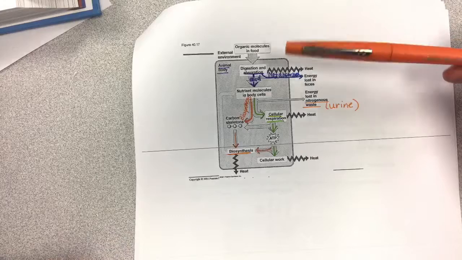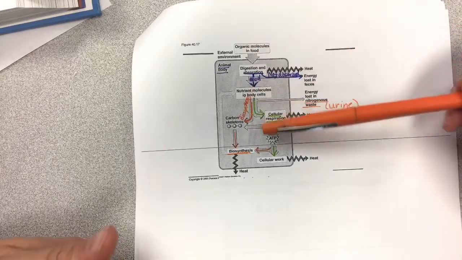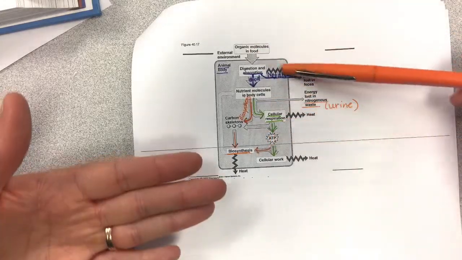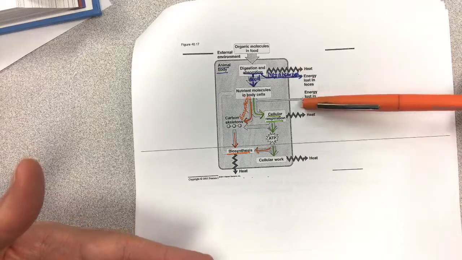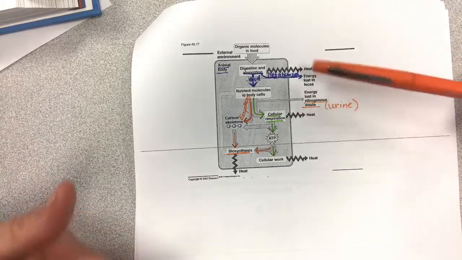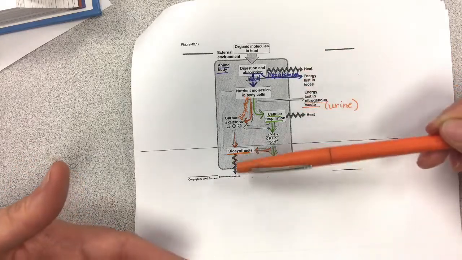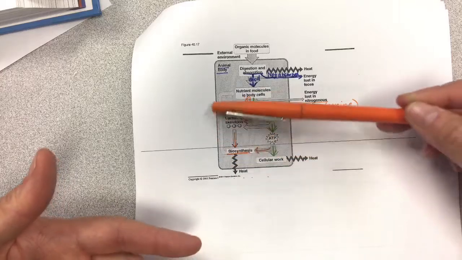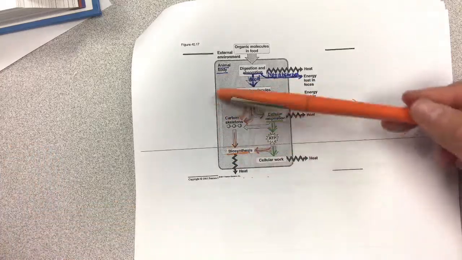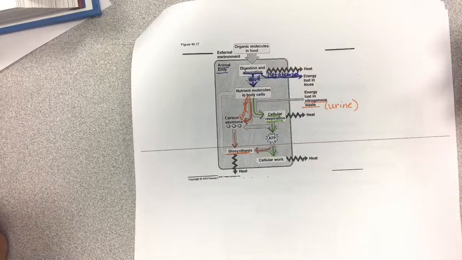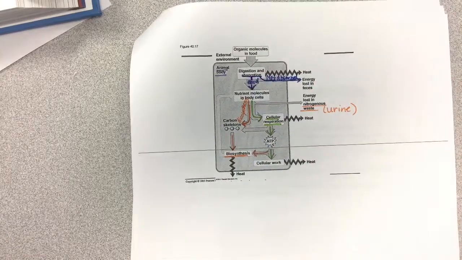So therefore, all the energy in your food doesn't go towards making ATP. Some of it is released as heat. Some of it's excreted out of our body through our urine and our feces. And then some of it is actually used to grow and repair and all of that kind of stuff with biosynthesis. Okay? And that's where I'm going to end the video.